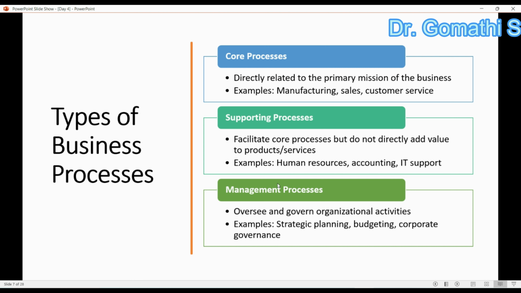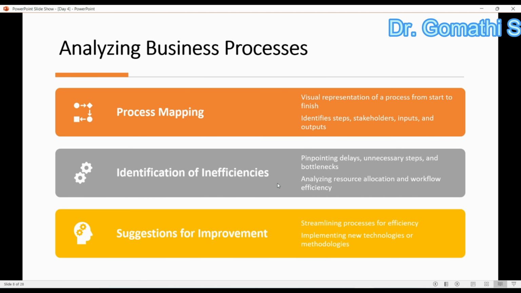The third type of process is called management processes. Management processes involve strategic decision making and governance activities that guide and oversee both core and supporting processes. Examples of management processes are strategic planning, budgeting, and implementing corporate governance policies. They play a critical role in setting direction, allocating resources, and ensuring compliance with laws and regulations.